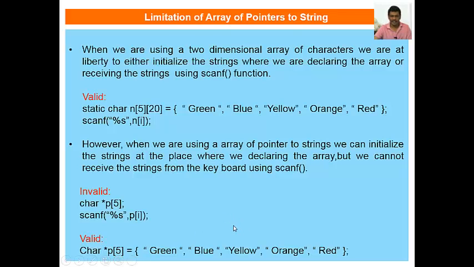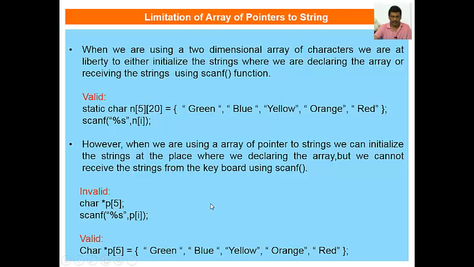The string green is stored anywhere in memory, and its starting address is assigned to p[0]. Blue is stored anywhere in memory, and the starting address of blue is assigned to p[1]. In a similar way p[2], p[3], p[4] are assigned. So all are assigned. This is valid, but the keyboard input is not valid.